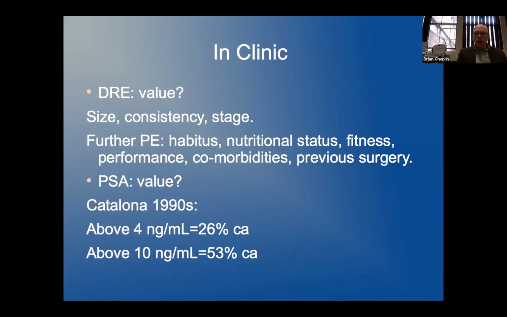Next in our armory of diagnostic tests is PSA. And what is the value of PSA? It's often questioned. It's a poor marker, but it's probably the best marker we have at the moment. Bill Catalona from Northwestern University in Chicago did some research in the 1990s. If you look at patients with a PSA between 4 and 10, 26% of those patients have prostate cancer. And if you look at those patients with a PSA above 10, then 53% of them have prostate cancer.